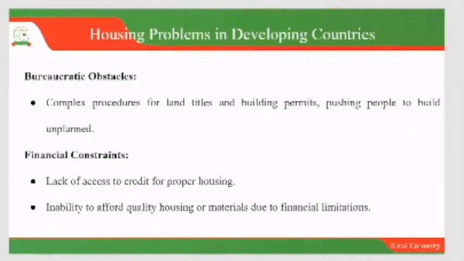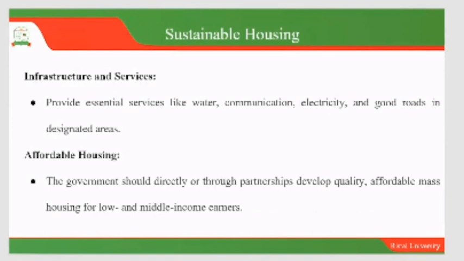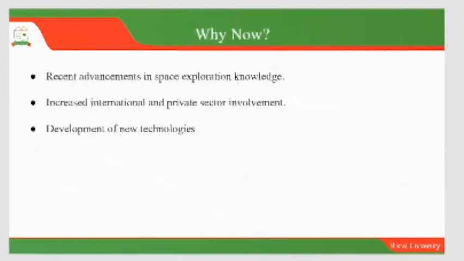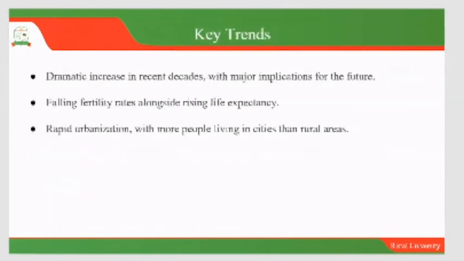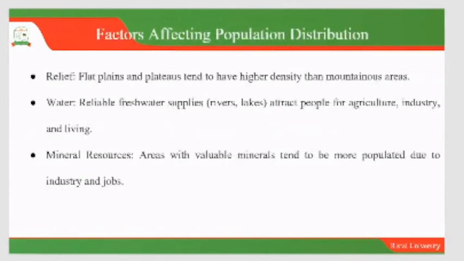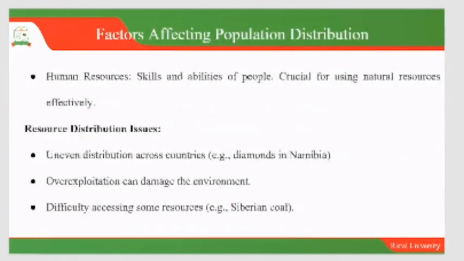Yeah. So that is what we have covered, and I would wish that we end here and continue from there, so that we can look at sustainable housing, and we look at the key areas of interest, the benefit of space resource utilization, and world population growth, the key trends, factors affecting population distribution. We can run through these.